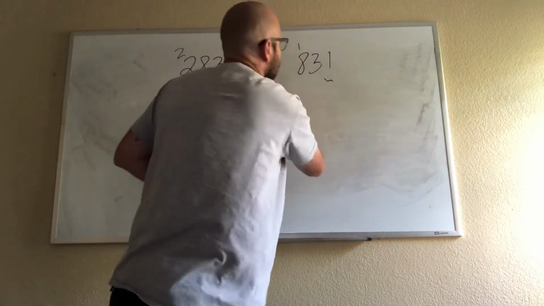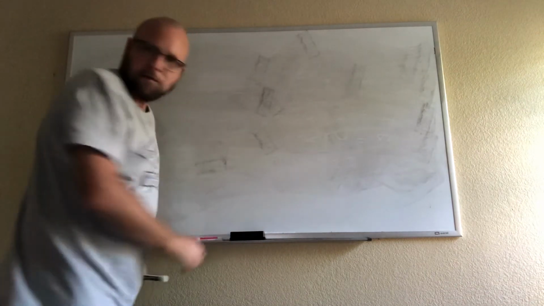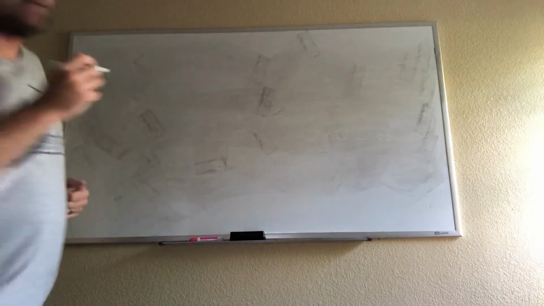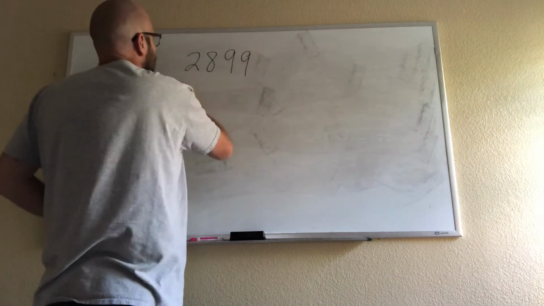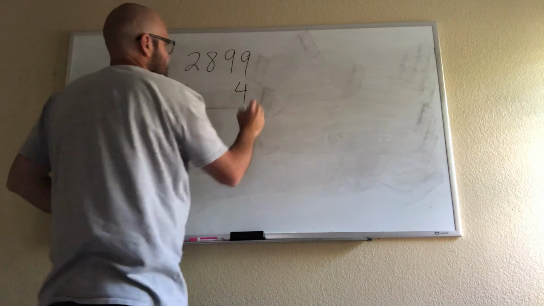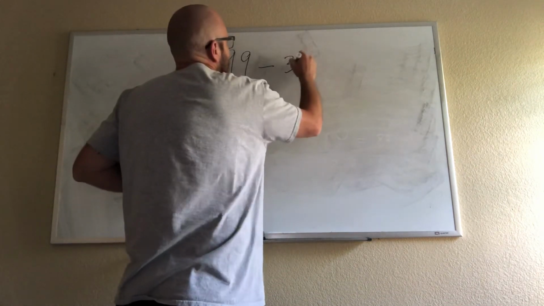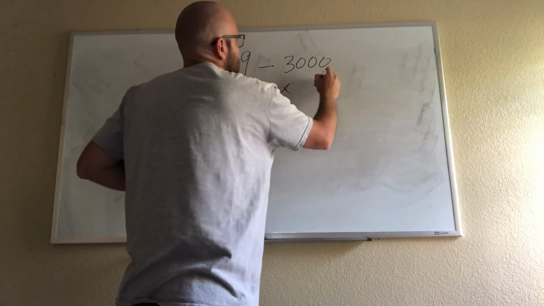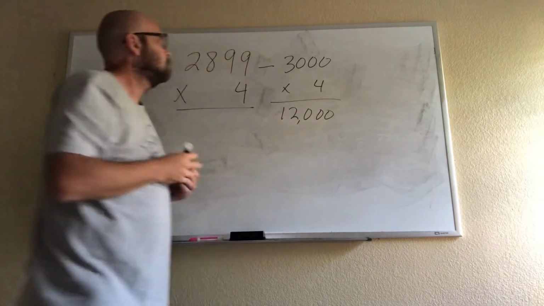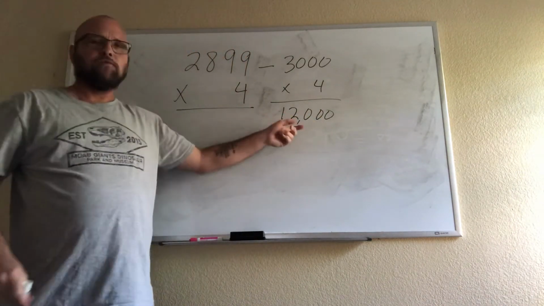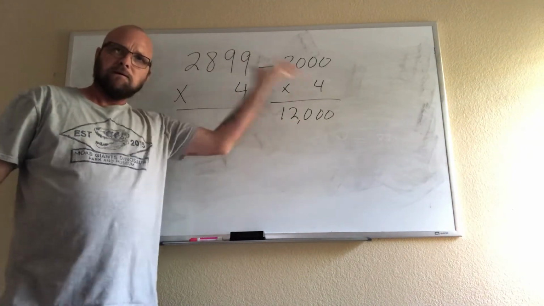Let's look at the last one, which is 2,899 times 4. Now, if I were going to estimate this, I might make it 3,000 times 4, which would give me 12,000. So my answer is going to be a little bit less than 12,000 because I estimate before I multiply. See how I did that?